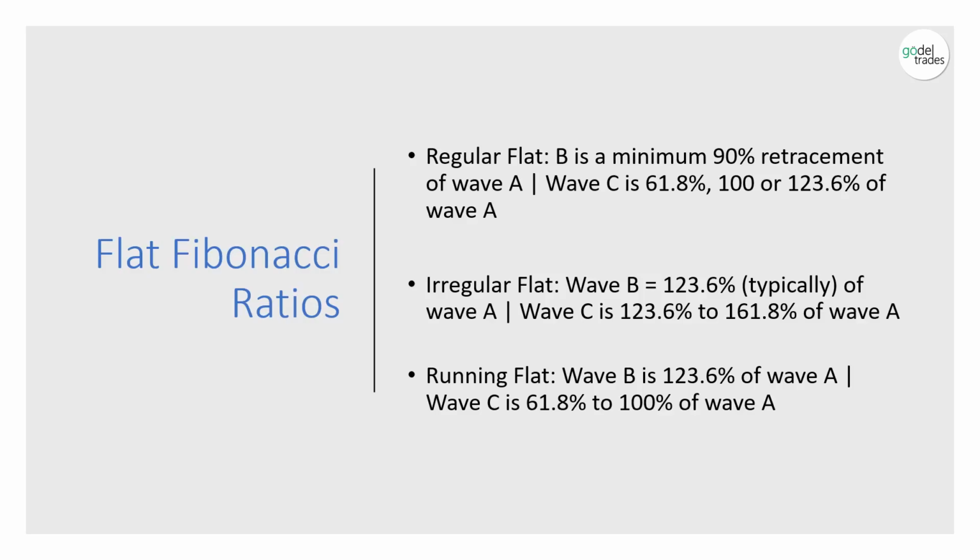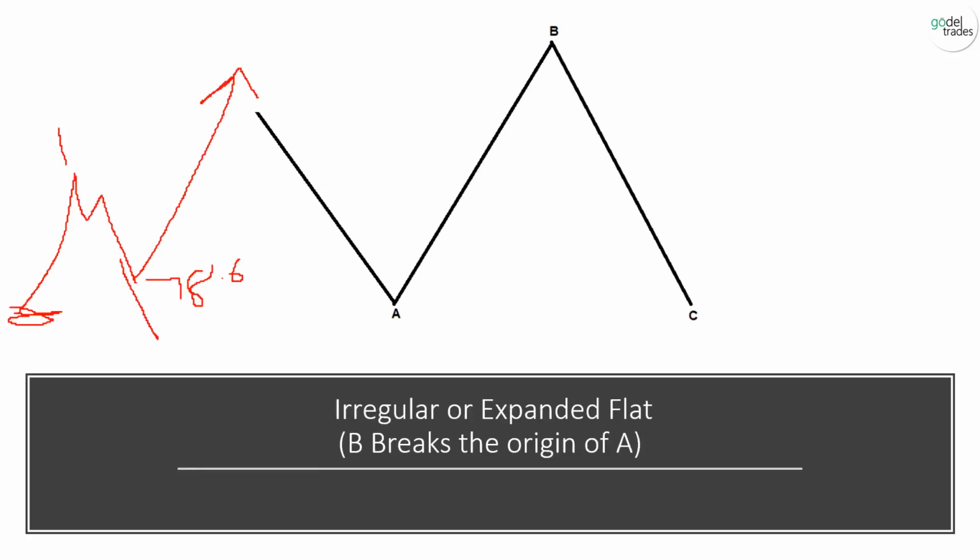All right, guys. Some of the flat fib ratios that you can expect. Again, 90% retracement of A. C, in a regular flat, is a 61.8%, 100% or 123.6% of wave A. In an irregular flat, your B wave typically is a 123.6% extension of A, and C is usually a 123.6 to 161.8% of wave A. Because let's say, for instance, in this irregular flat, since B is breaking the origin of A and longer than A, if you were to do equality, just a C equals A extension, that's not going to get you down to these levels.